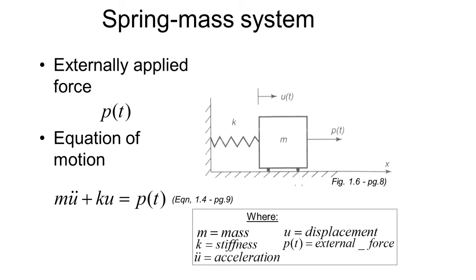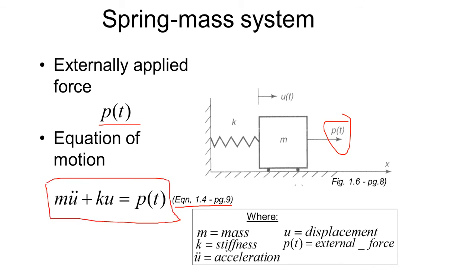What we have here is an externally applied load, our P of t. So we have our P of t over here, our externally applied load. We have our equation of motion, so we can reference back to equation 1-4 on page 9 of our textbook when we're talking about equations of motion, where we have this function right here: m u double dot plus k u is equal to P of t.